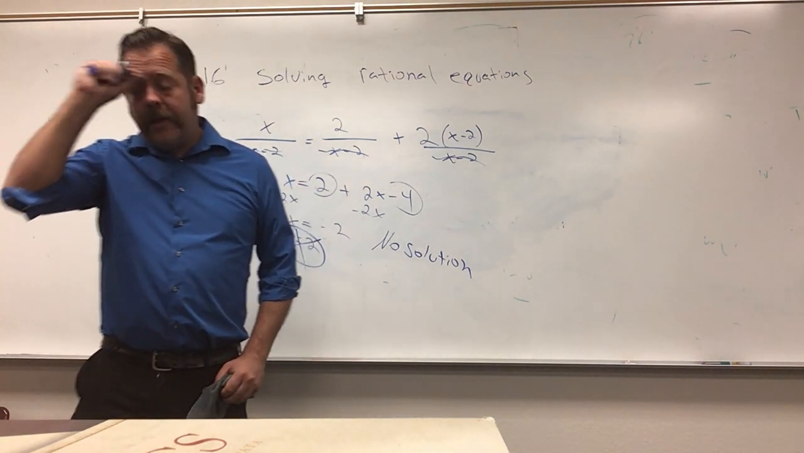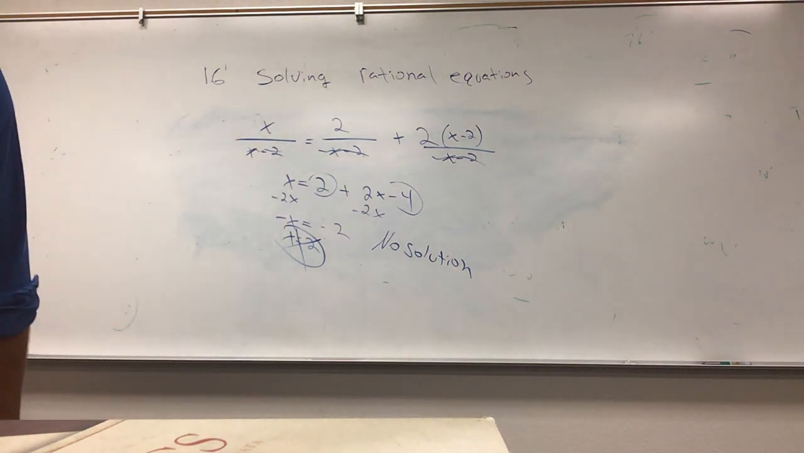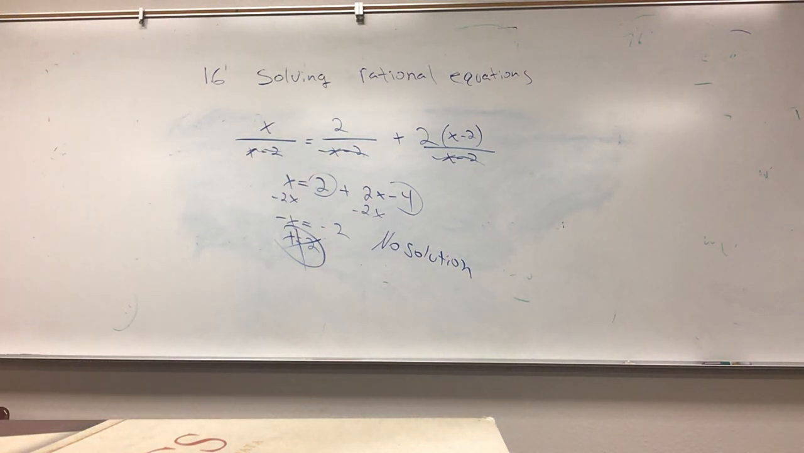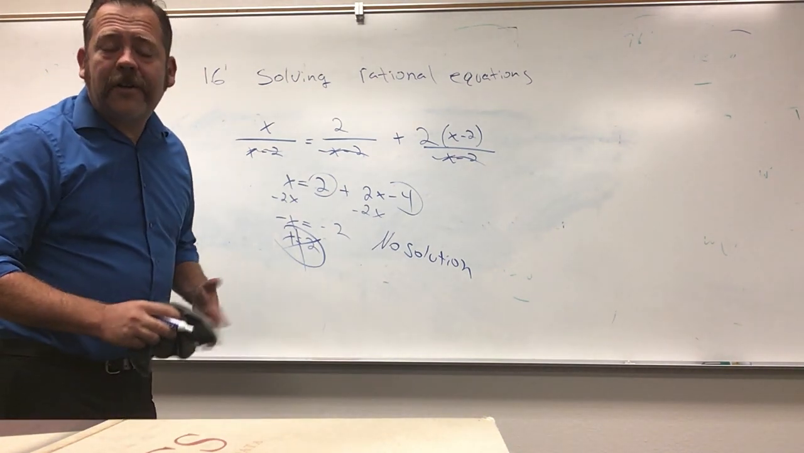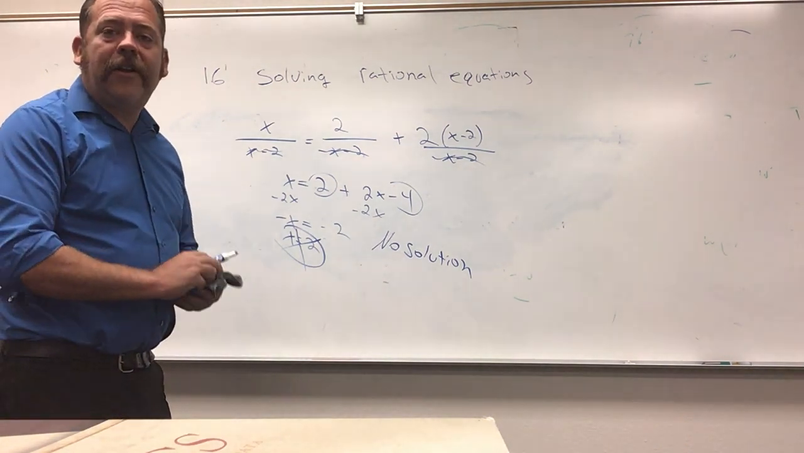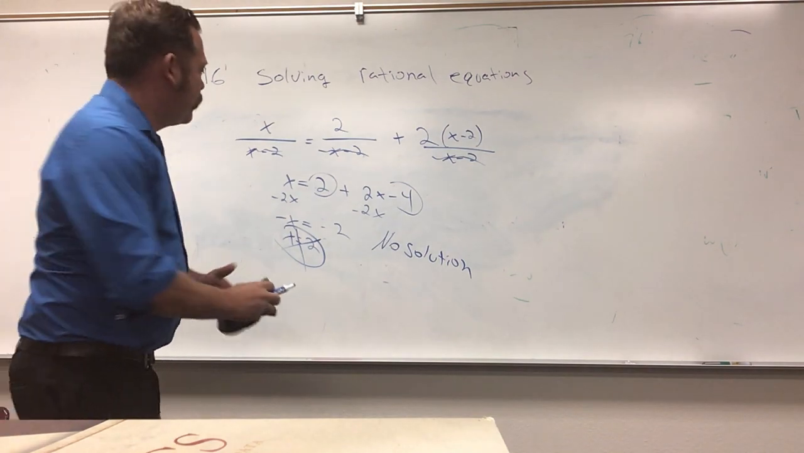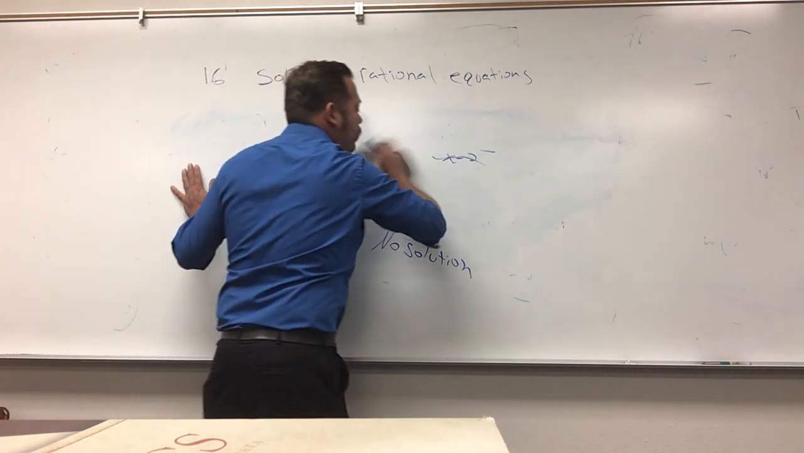All right? All right. Let's step up the rigor just a little bit. This next one's pretty interesting, because what you're going to find is that when we set the numerators equal to each other, we're going to end up with a quadratic equation. So we're going to have two possible solutions.